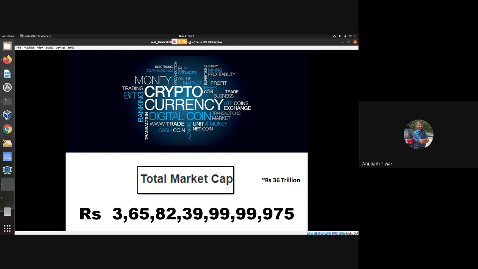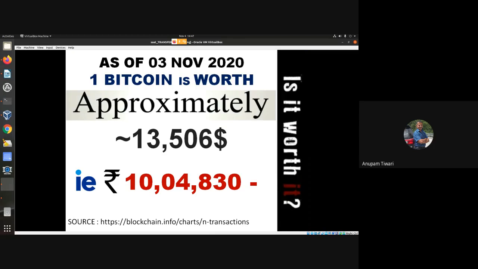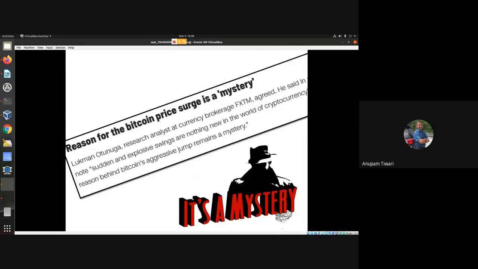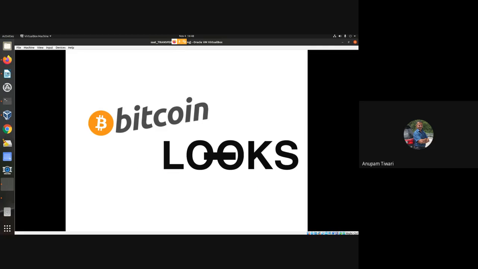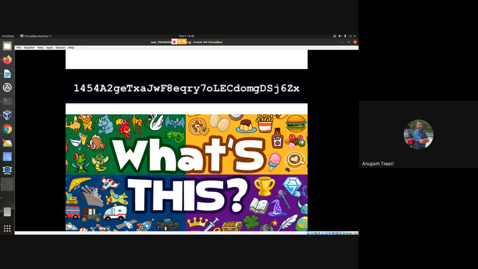Just for info, 36 trillion is the total market of cryptocurrencies as on date. Till yesterday, one Bitcoin was about $13,500. I am frequently asked the reason, but I'll not be able to answer this: what is the reason that surges the Bitcoin price up and down? It remains a mystery. The approximate number of transactions that keep happening in the world in the last 24 hours is about 3 lakhs per day. I'll not spend much time on how Bitcoin looks, etc.